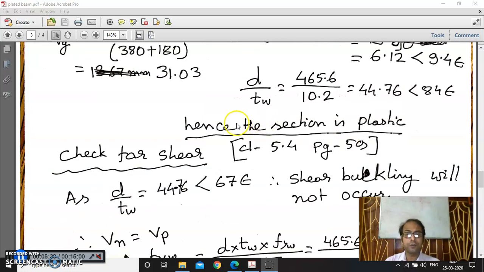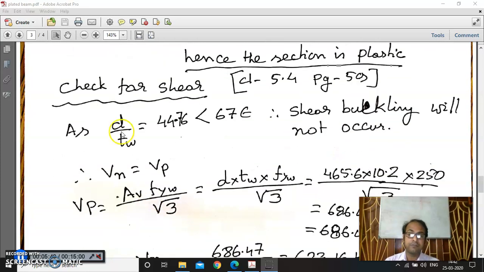Next, we have gone for the check for shear, which is calculated from clause 5.4, page 59. First of all, we have checked the ratio D by TW again, which is less than 67 epsilon, and hence we have concluded that shear buckling will not occur. Why will shear buckling not occur? If the slenderness ratio is less than 67 epsilon, it will not cause any shear buckling.